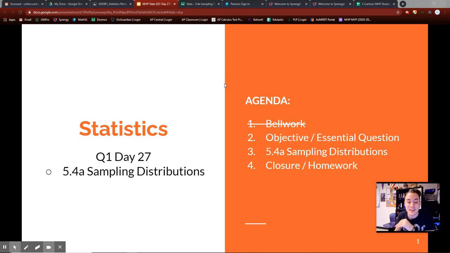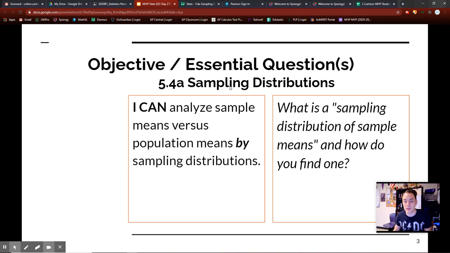Now what we're going to be doing is a different type of distribution. It's still going to be continuous, but it's going to be heavily involving probabilities, but also involving samples and how we can actually make inferences from the population to this sample. So I'm going to skip bell work. We're going to get right into the objective and essential question.